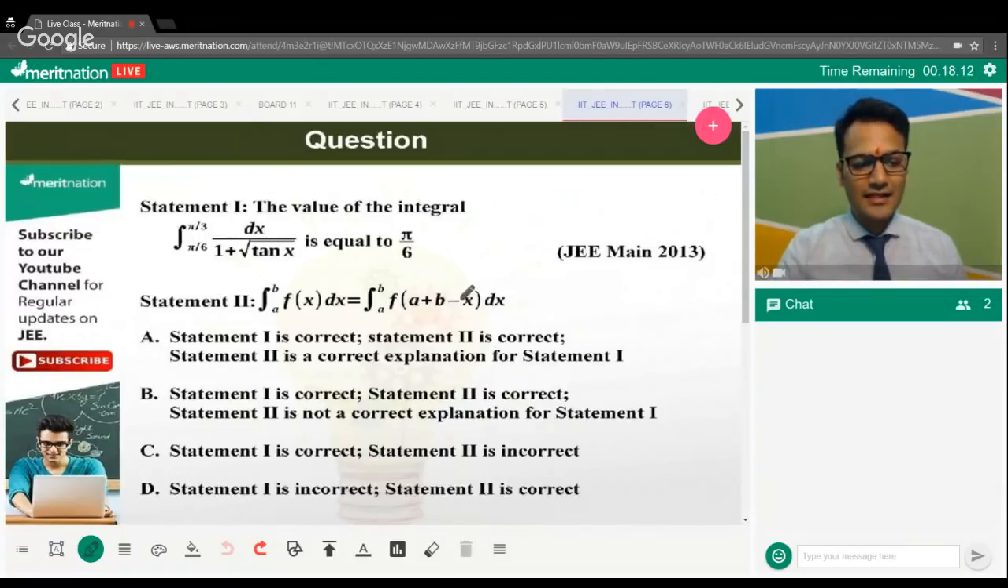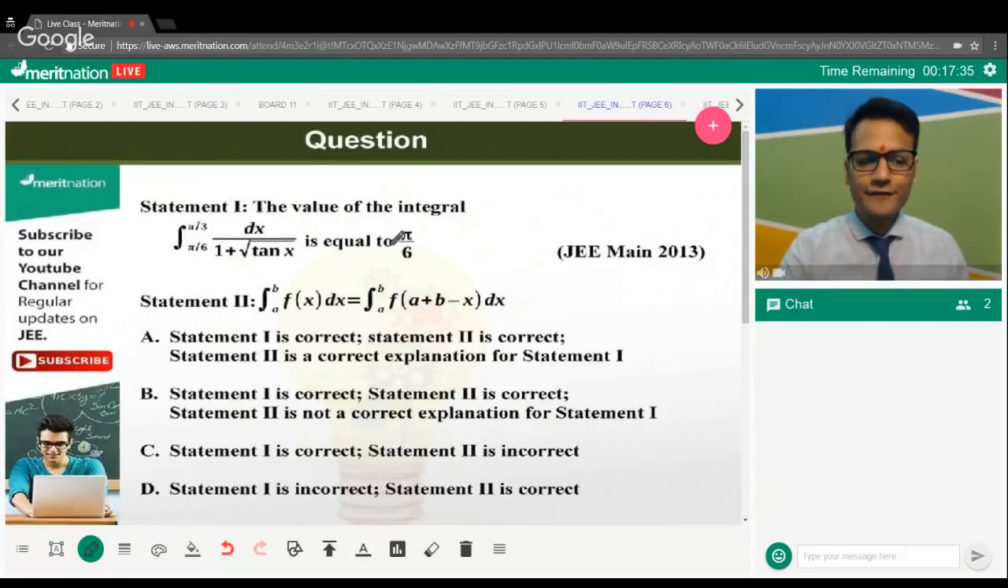Second statement says this, and then we have 4 options. You need to read the options carefully. For instance, first option says statement 1 is correct and second is also correct, and the second one is the correct explanation for the first one, right? Whenever the second one turns out to be the correct explanation, which means I'm applying this to solve this, and both of them are correct, we would select A as the answer. If that is not the correct explanation, we'll select B. If the first one is correct and the second one is incorrect, then C. And if the first one is incorrect and the second one is correct, then D. Most of us can see that part.